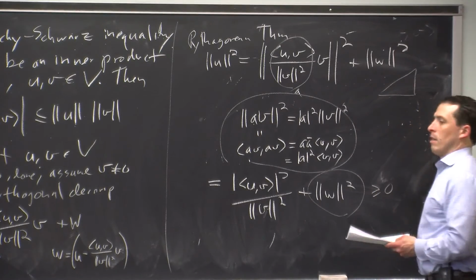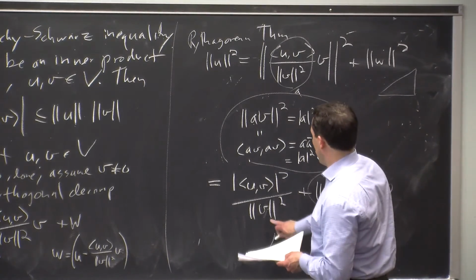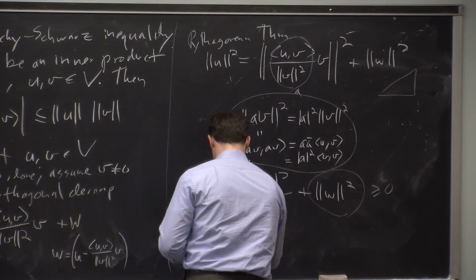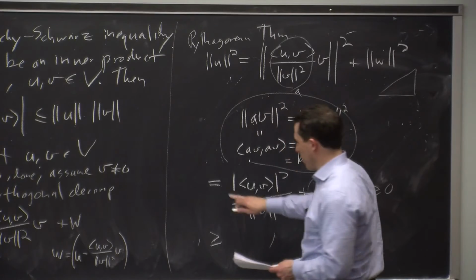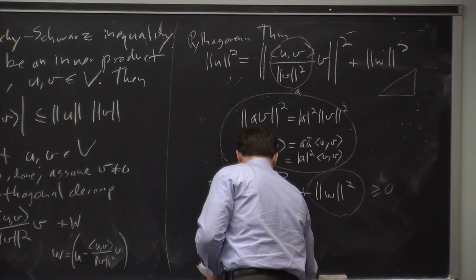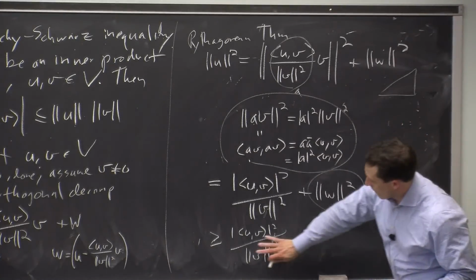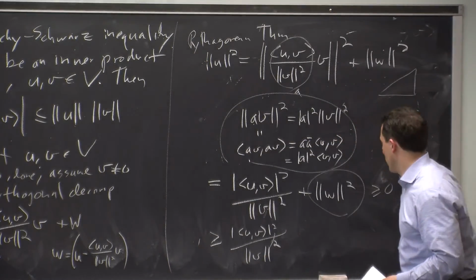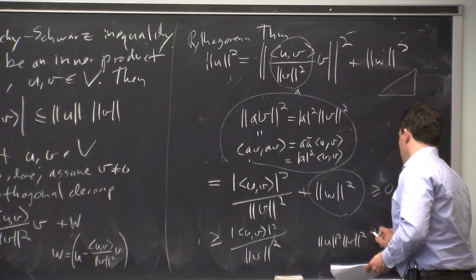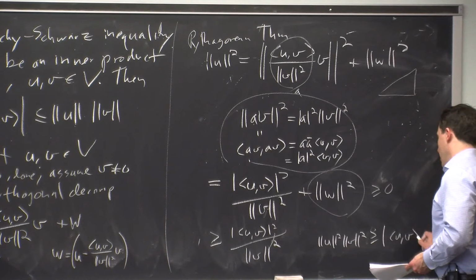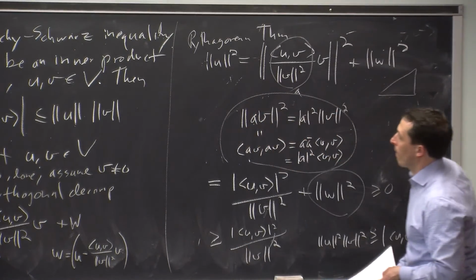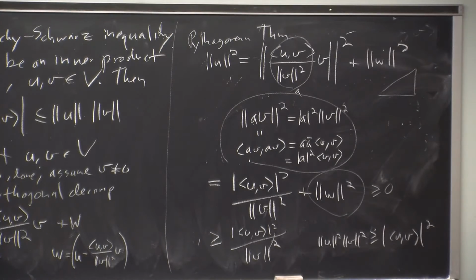This thing is at least 0, so I can drop it off while saying that this is at least the first part, the absolute value of the inner product of u and v squared divided by the norm of v squared. Then I take this v squared and move it over to the other side. That gives me the norm of u squared times the norm of v squared greater than or equal to the inner product of u and v squared, and then I just take the square root to get the inequality that we wanted to prove. So it really just comes from this notion of orthogonal decomposition and the Pythagorean theorem.